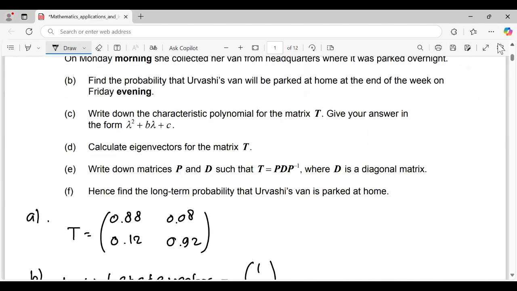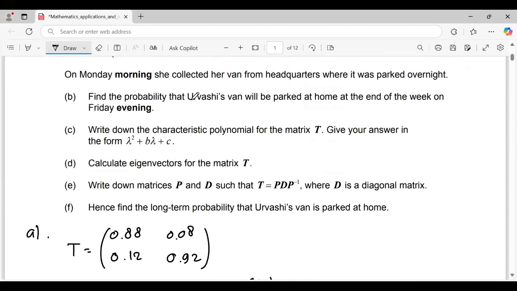Next question, C. That one is C. D. Calculate eigenvectors for the matrix T.